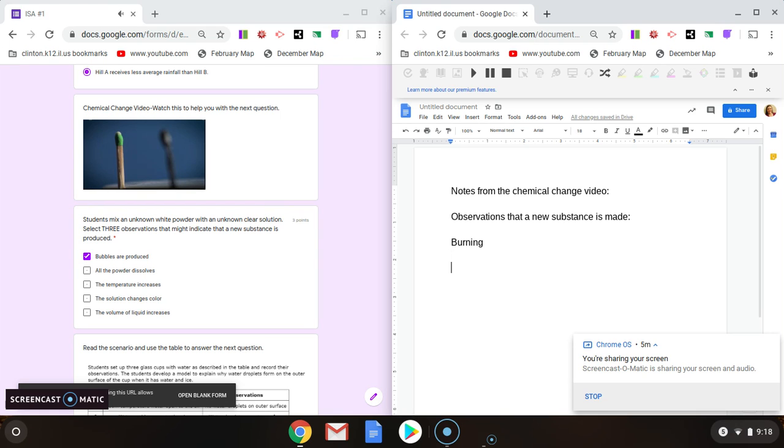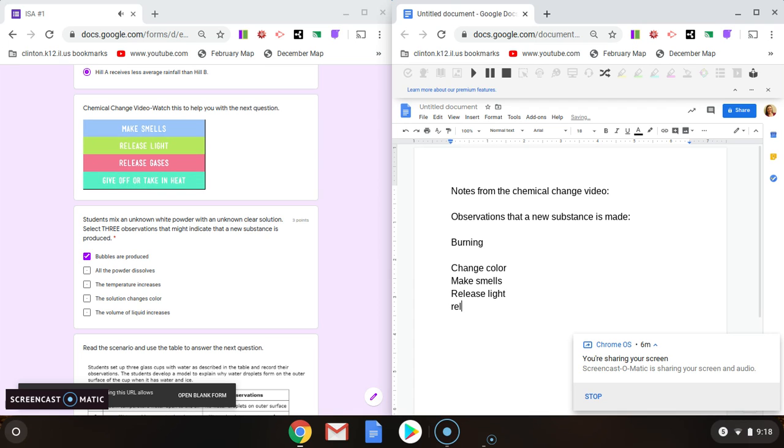Wait, there's more. Chemical changes often make matter change color, like the blackened remains of a match. Sometimes chemical changes make smells or release light or gases, and lots of chemical changes require either the giving off or taking in of heat. A burning match gives off light, smoke, and heat. All of these are evidence that when we look at a burning match, we're looking at a chemical change.